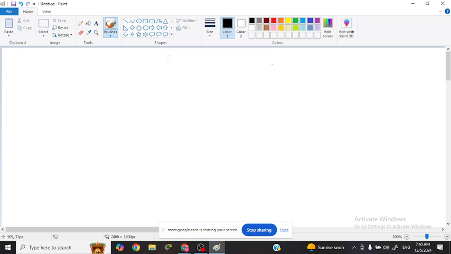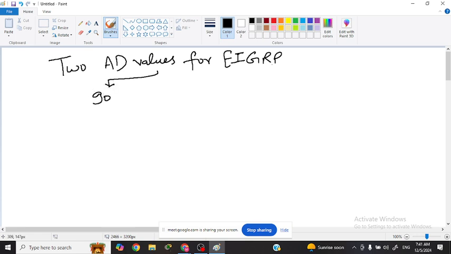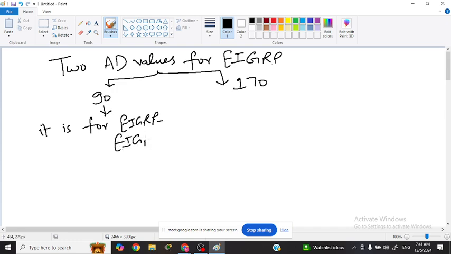So, yesterday we discussed two AD values for EIGRP. One is 90 and the second one is 170. Okay. 90 is for EIGRP to EIGRP, and 170 is for a redistributed network.